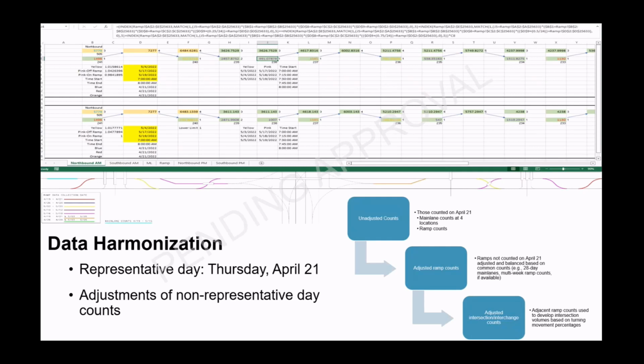With that, we had to start data harmonization because we couldn't collect all days, all ramps for the whole 28 days. So we first had to pick the representative day of the cluster, and we landed on Thursday, April 21st. Then it was taking all of the ramps that were not collected at that time and adjusting, balancing to get a more accurate representation of that day and what was happening within the project limits.